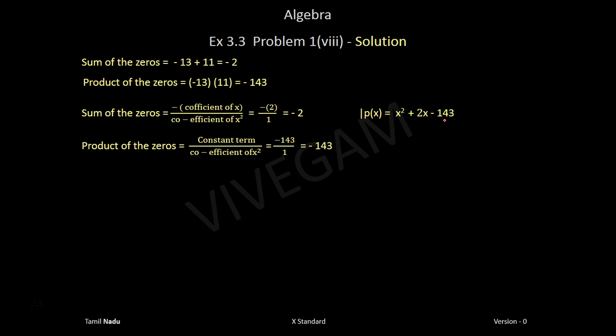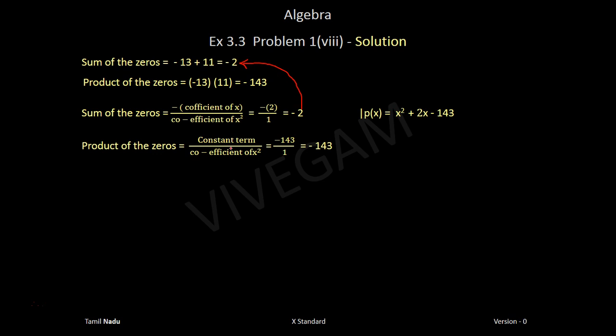The sum of the zeros is minus coefficient of x divided by coefficient of x square. This is the relationship. Now let's check. The coefficient of x is 2, so it is minus 2 divided by the coefficient of x square, which is 1 in this case. So minus 2 divided by 1 is minus 2. As you can see, we got minus 2, and from the zeros also we are getting minus 2.